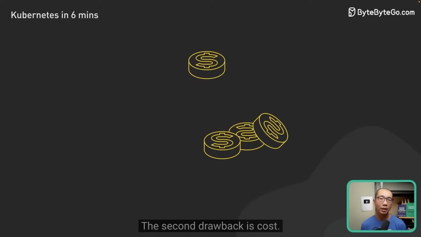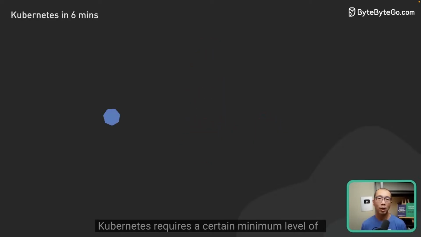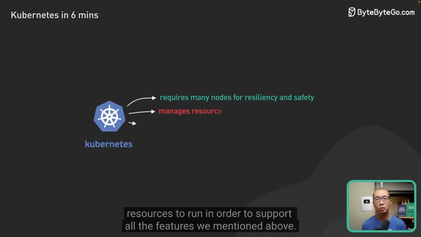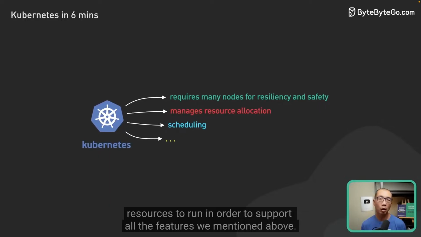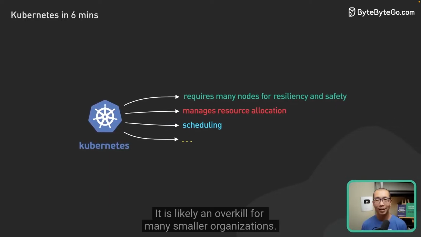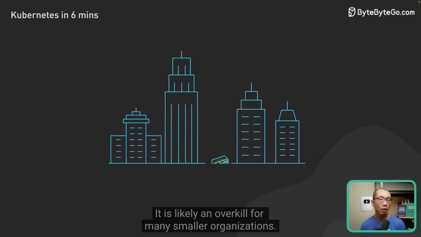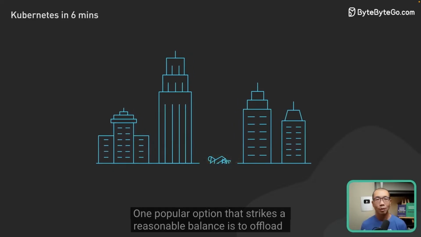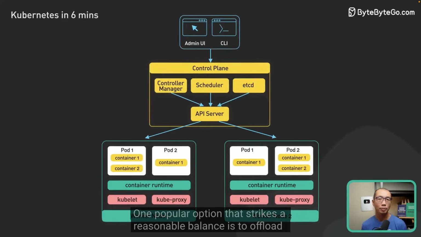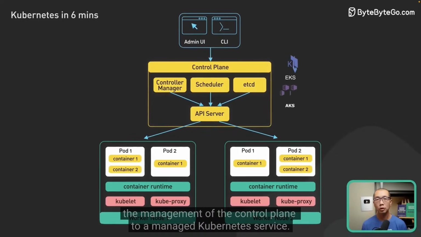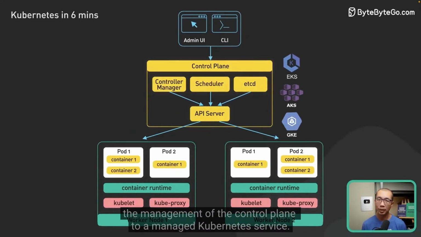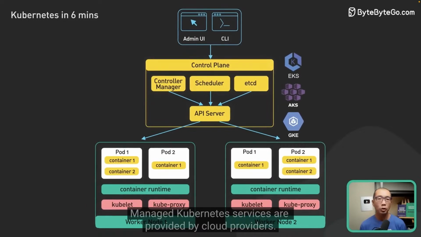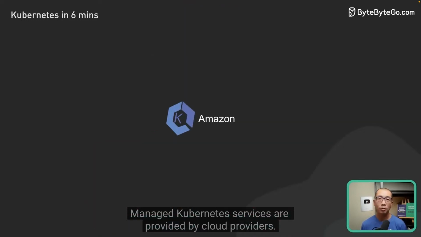The second drawback is cost. Kubernetes requires a certain minimum level of resources to run in order to support all the features we mentioned above. It's likely an overkill for many smaller organizations. One popular option that strikes a reasonable balance is to offload the management of the control plane to a managed Kubernetes service. Managed Kubernetes services are provided by cloud providers.